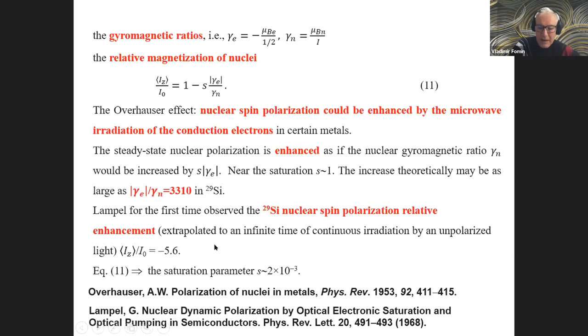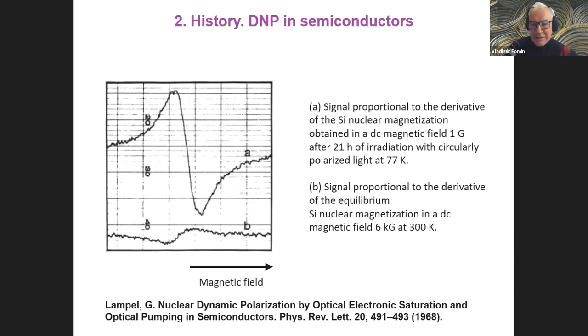due to Lampel. I would like to go just to his results because they are remarkable. It's a classical work now, but it remains very heuristically motivating. What is here? Here is the signal proportional to the derivative of the silicon nuclear magnetization. It's very pure silicon, the highest purity which was available at the time, obtained in a DC magnetic field, 1 Gauss.